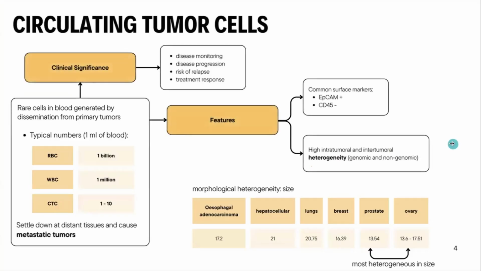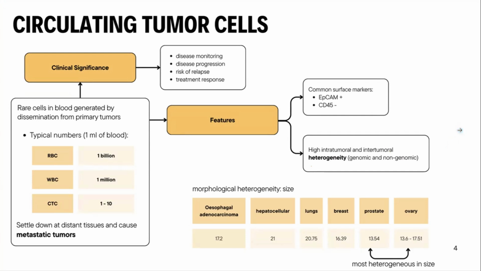So CTCs are rare cells in the blood, which are generated by primary cancer tumors shedding some of their cells into the bloodstream. And then usually these CTCs will eventually settle into distant tissues and give rise to metastatic tumors. And this is why they are a biomarker for metastasis. And so they have great clinical significance and can be used for disease monitoring and progression. And also they have potential to be used to estimate the risk of relapse.